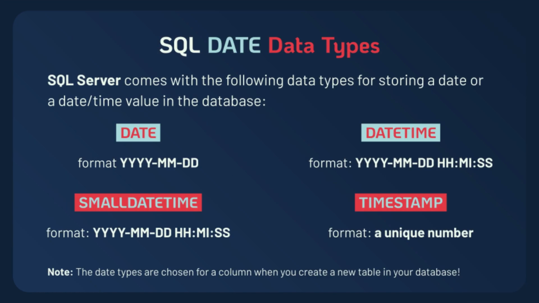To further clarify what standard MS SQL uses for its date formats, we have here four of the data types you can use to store a datetime value in your database. Starting off with date, which features the year, month, and date. Datetime and smalldatetime, both featuring year, month, date, also including the hour, minute, and second marks. And lastly, the timestamp, which features a unique number.